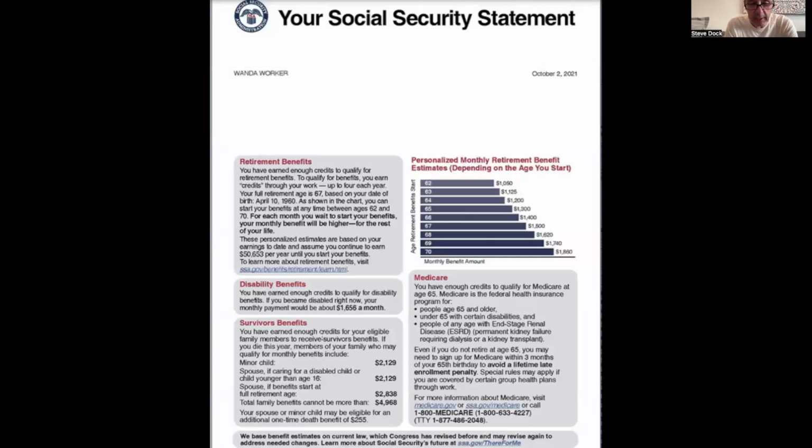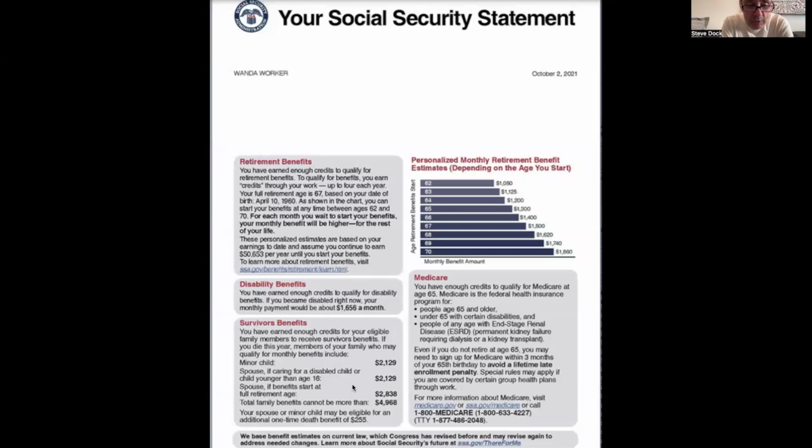One of the things that I really like about this summary as well is it will tell you what your survivorship benefits are. So if you have a minor child, they would get 2129. If you have a spouse who's caring for a disabled child or a child younger than 16, you'd get this amount. There are some income limitations that you need to be aware of. I do have a client who every year has a job in addition to getting her benefits, and so she needs to be very careful not to exceed that amount, right? Because it will have a reduction in her payments.